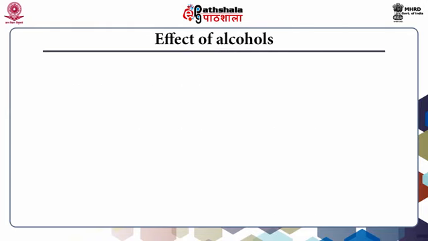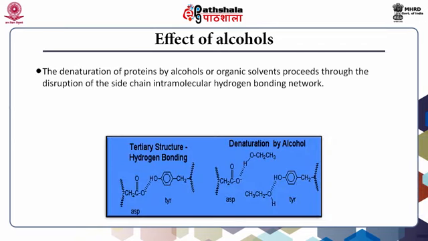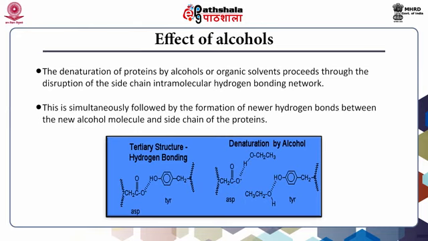Effect of alcohols. The denaturation of proteins by alcohols or organic solvents proceeds through the disruption of the side chain intramolecular hydrogen bonding network in enzymes. This is simultaneously followed by the formation of newer hydrogen bonds between the new alcohol molecule and the side chain of the proteins. This is shown in the figure below.